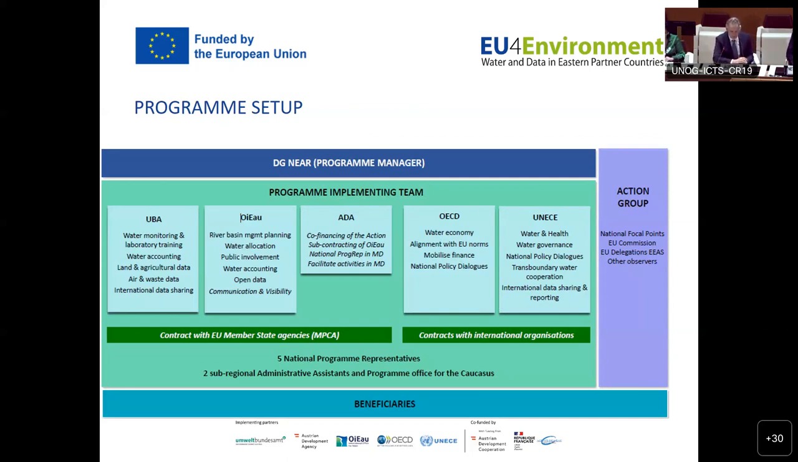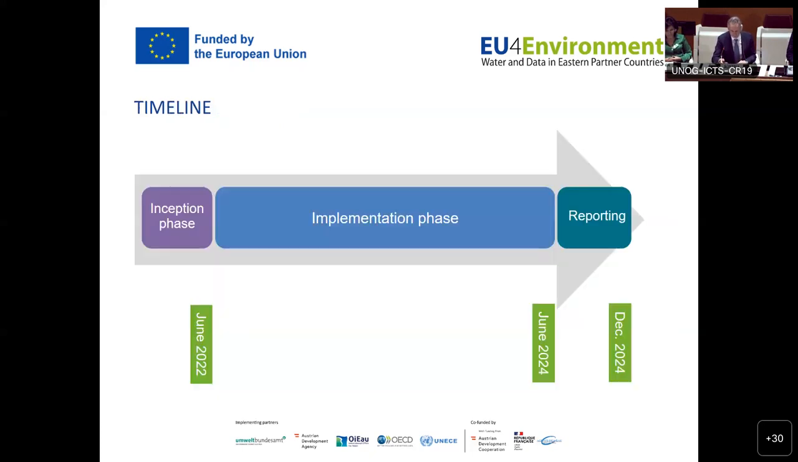There are five national program representatives, one in each of the countries, and there are two regional offices, which support the Caucasus countries and Moldova and Ukraine. Water accounts is jointly implemented by myself and my colleague Benoît Fribourg-Blanc from Office International de l'Eau. And we are indeed carrying out our activities with the countries together. We are in the middle of the implementation phase. We had a 6-month inception phase, which lasted till June last year. And now we are in the middle, with still a bit more than a year to go.